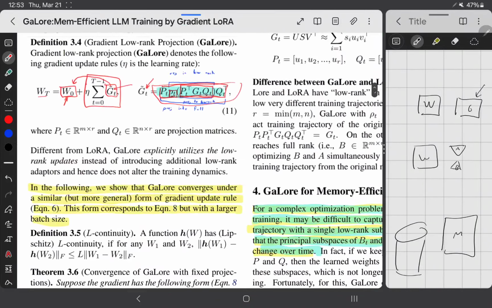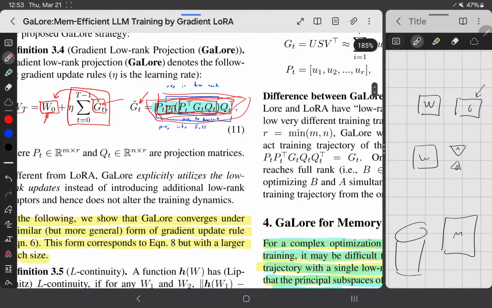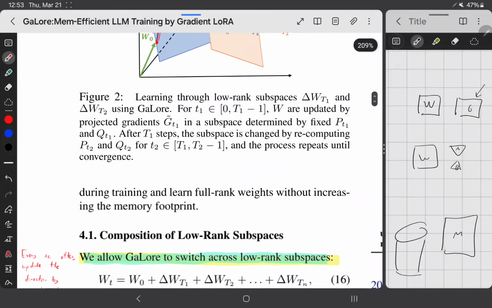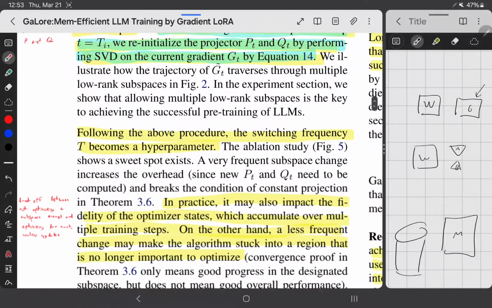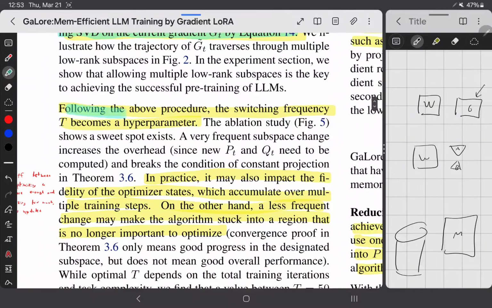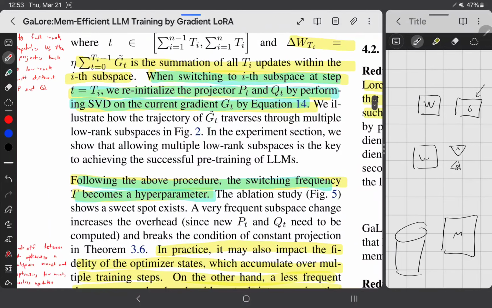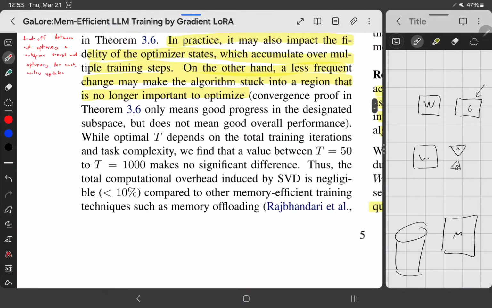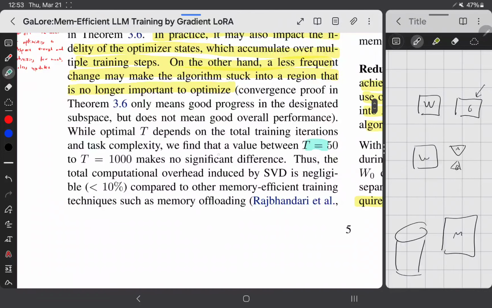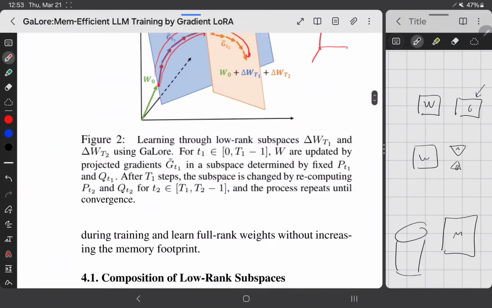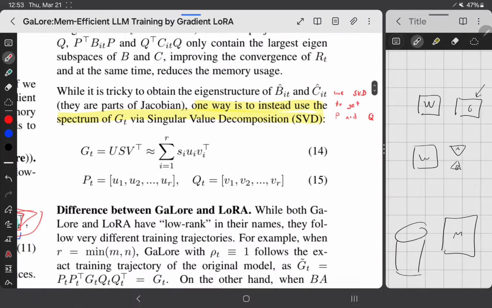So that's the second part of GaLore. Instead of just doing this the whole time, you change your subspace. And they do that with a parameter, big T, which is just a hyperparameter you tune. So every big T steps you switch. And I think they make it like 100 or something like that, like 50 to 1,000. So yeah, those are the two parts.